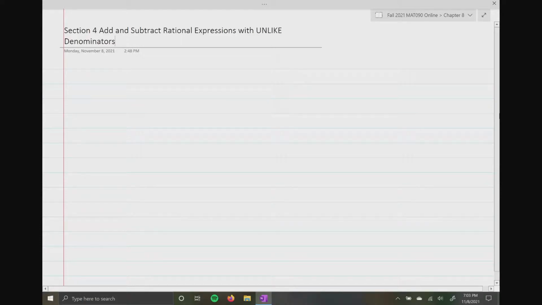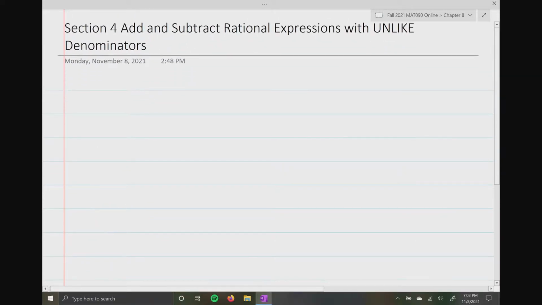All right, so in this section, section 4, chapter 8, we're talking about adding and subtracting rational expressions with unlike denominators. So what I'm going to do is give us a little example from the past, a blast from the past, if you will. So here's our example right here. Let's say I wanted to add 7 over 12 plus 5 over 18.